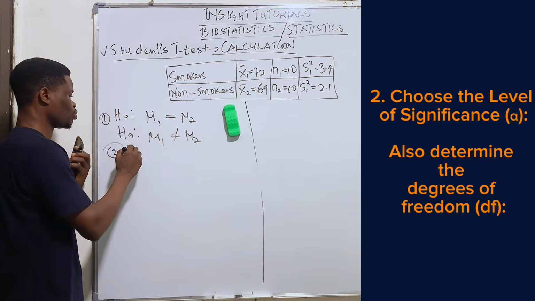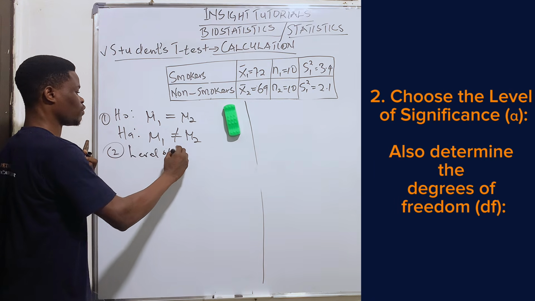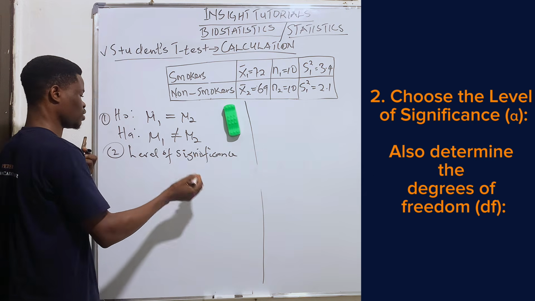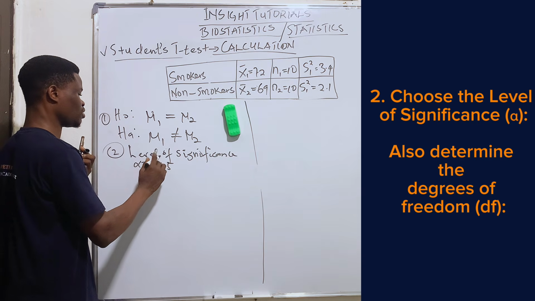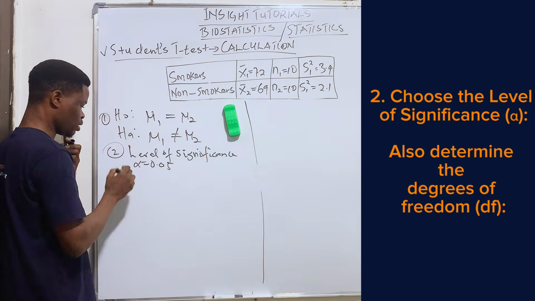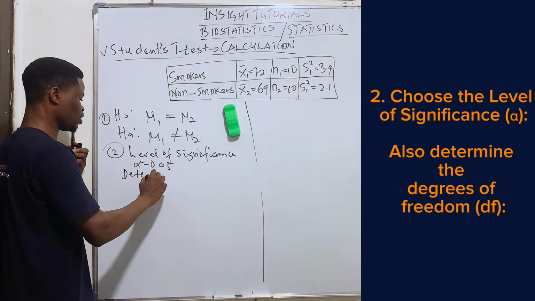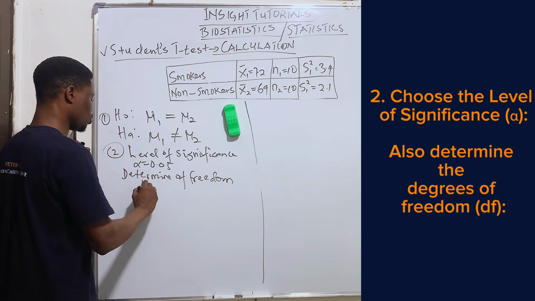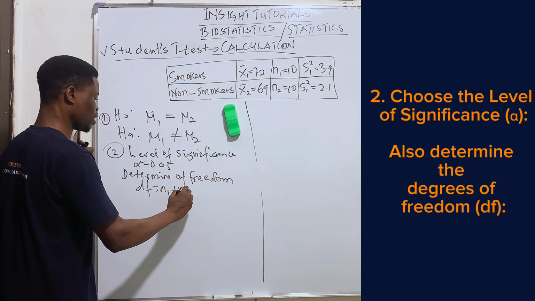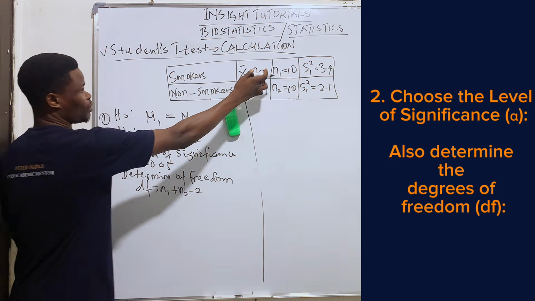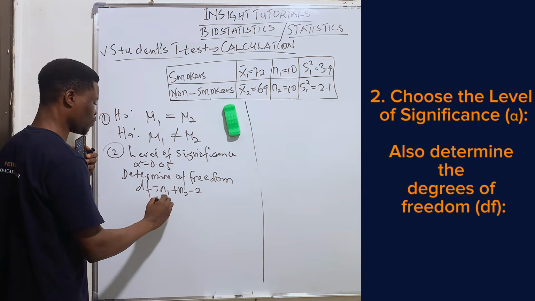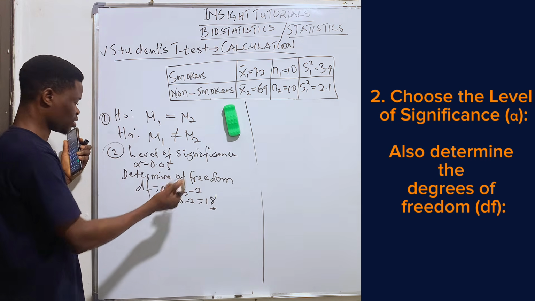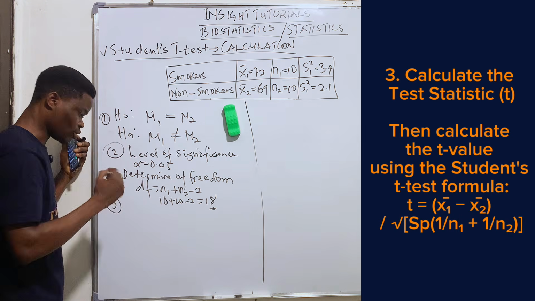Number 2, we also look at the level of significance, which in the question was given to us as 0.05. Then we have to determine our degree of freedom. So the degree of freedom is n1 plus n2 minus 2. And it happens that our n1 is 10 and our n2 is 10. So our degree of freedom will be 10 plus 10 minus 2, which will give us 18. So the next thing we're going to do is to calculate the t statistic.